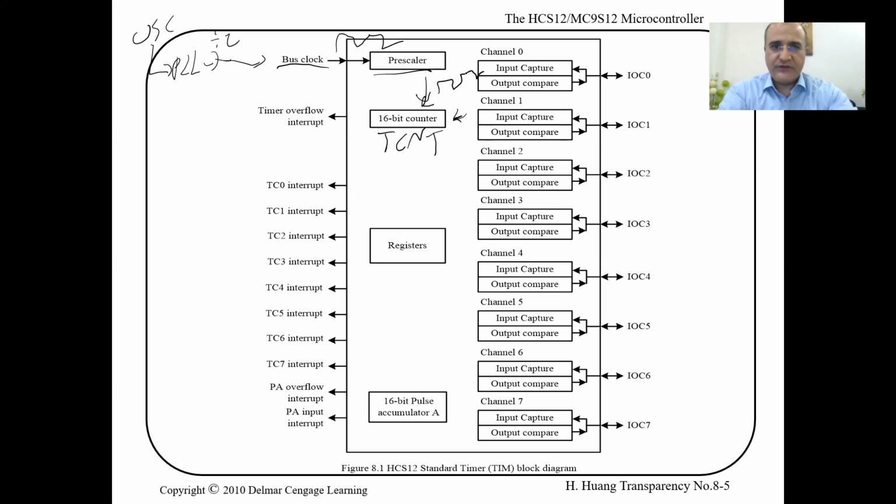So you will know the speed, the frequency, so you will know how fast this is moving. And when it reaches its maximum, 65,535, then another clock would flip it over. We can configure a timer overflow interrupt to occur on the flip over.